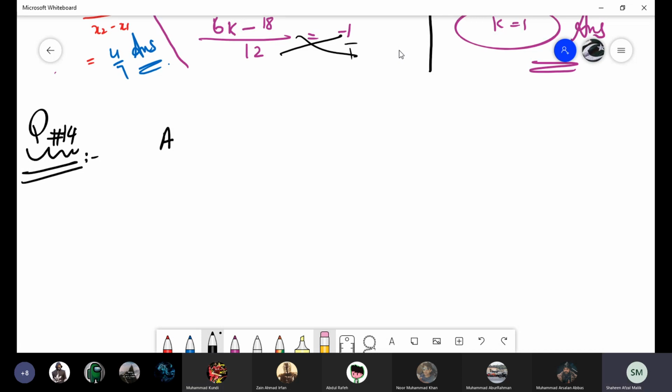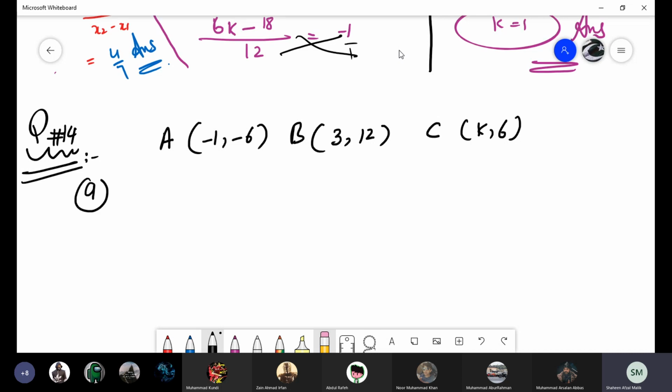Question 14: the coordinates are again given. A is (-1, -6), B is given 3 and 12, C is given k and 6. There are three questions, A part, B part, C part. In all these three conditions, you have to find the value of k. The first one is that A, B, C are collinear.